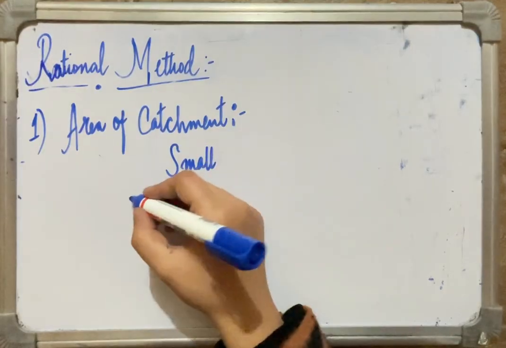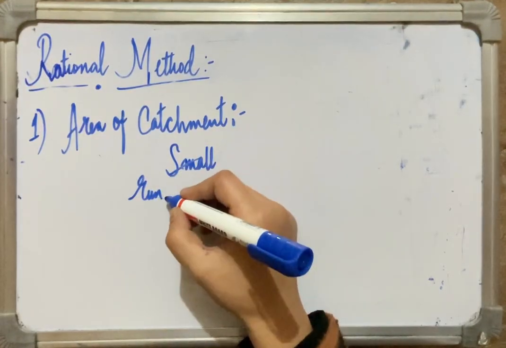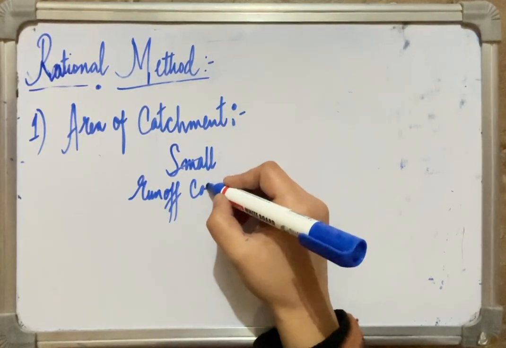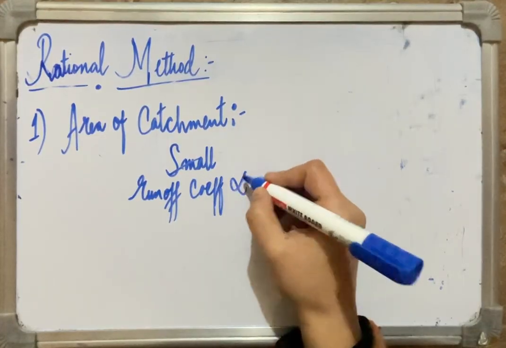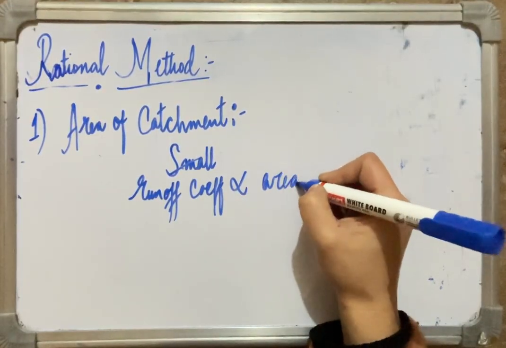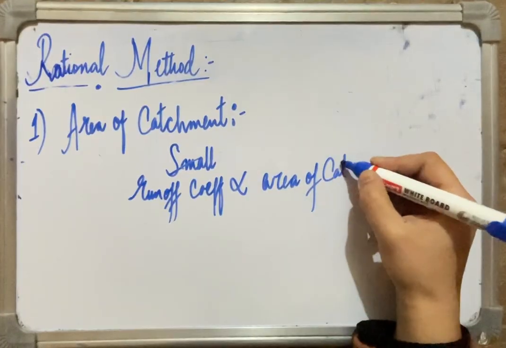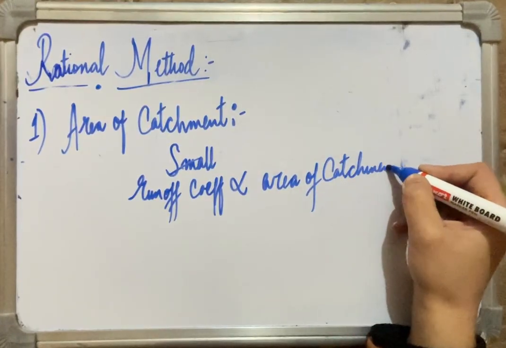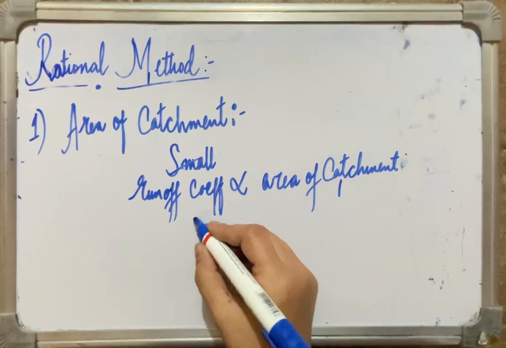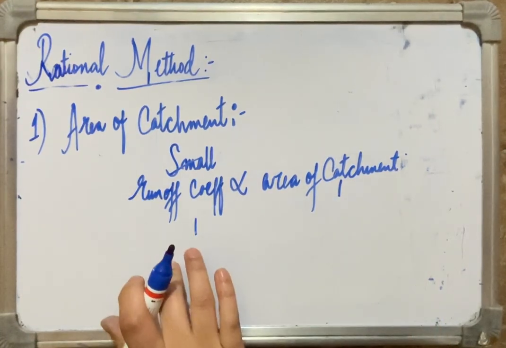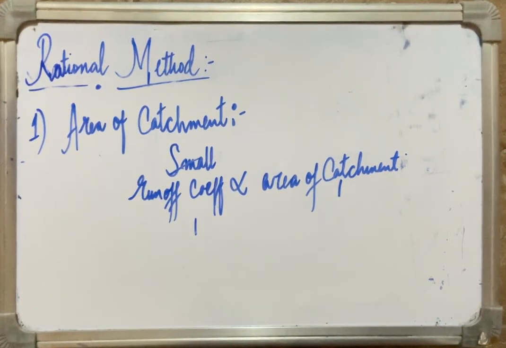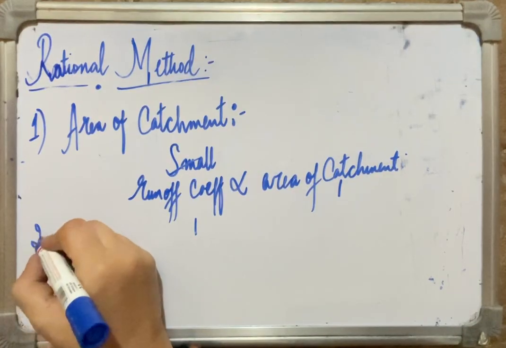So we can say that our runoff coefficient is directly proportional to the area of catchment. If it's small, it will be small. If it's large, it will be large. All right. The smaller the catchment area, the smaller will be the coefficient of runoff. The larger the catchment area, the larger will be the coefficient of runoff. So they have a direct proportionality. Second one, characteristics of catchment.